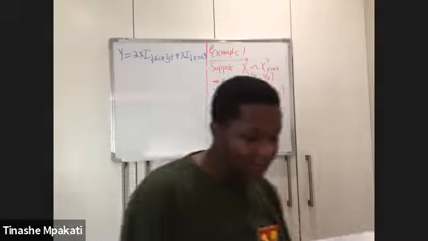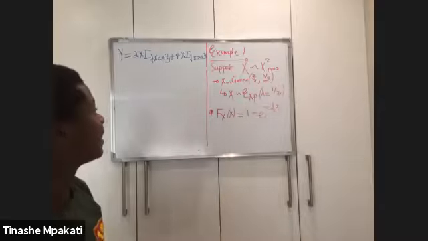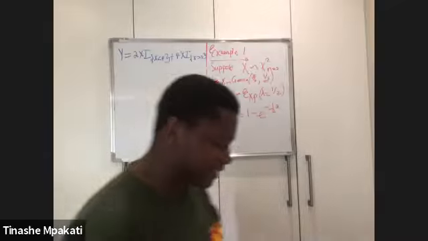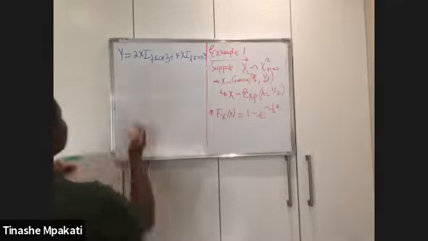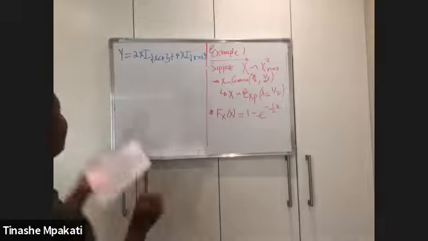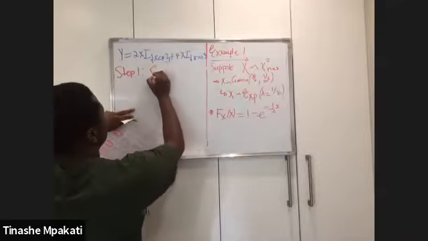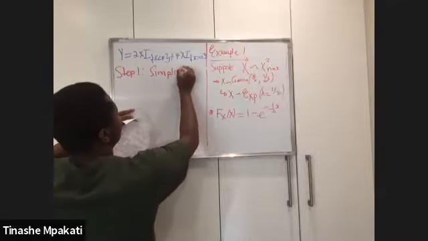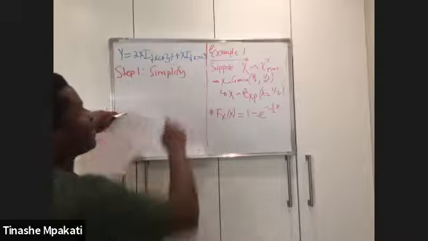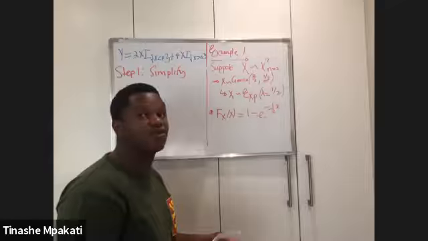Whenever you've got a question like this, the first thing you must do is break down or simplify the indicator functions, like we mentioned earlier. So step one is to simplify the indicator function. I'm just going to write simplify. What I mean is to break it down into something that makes more sense for us to work with.